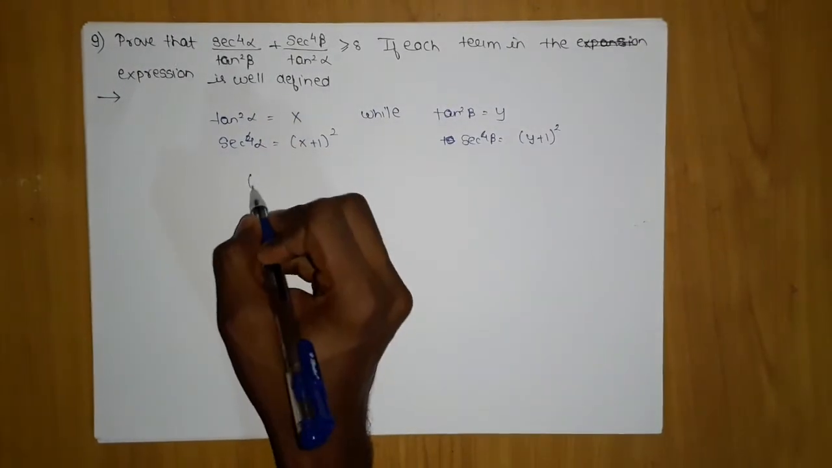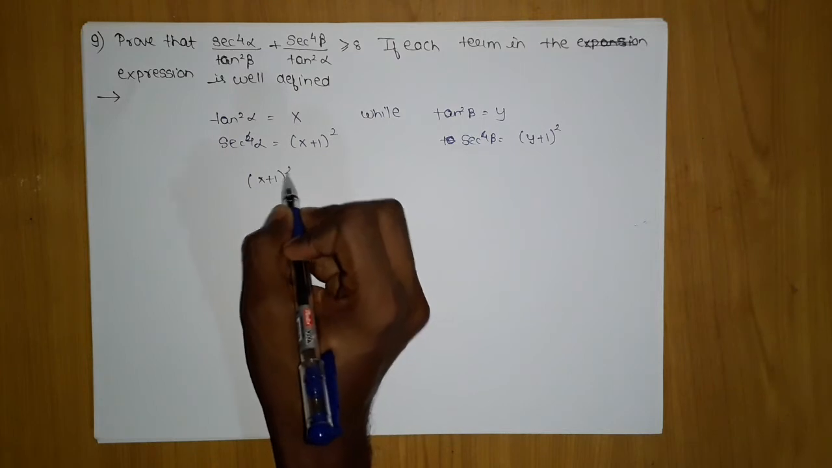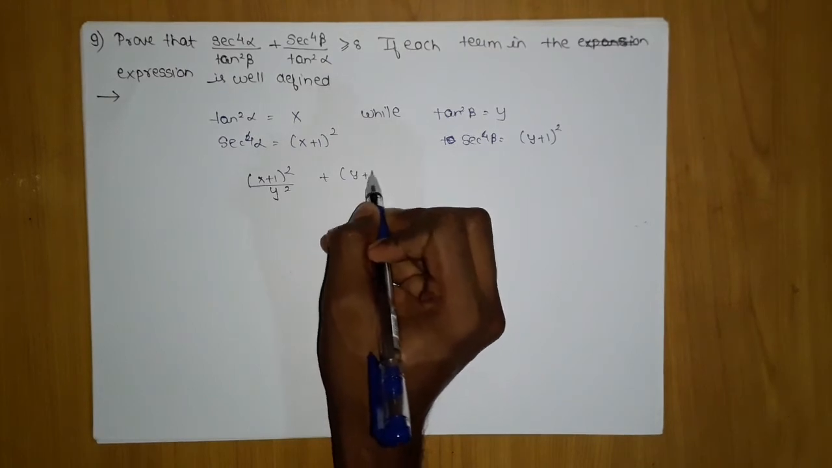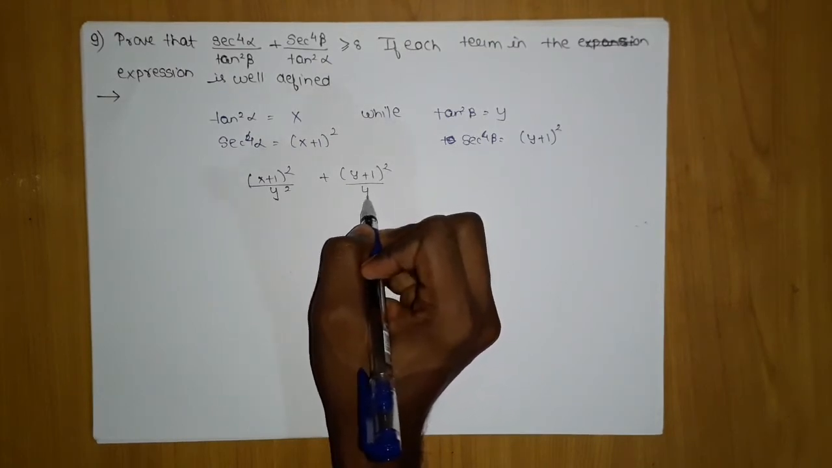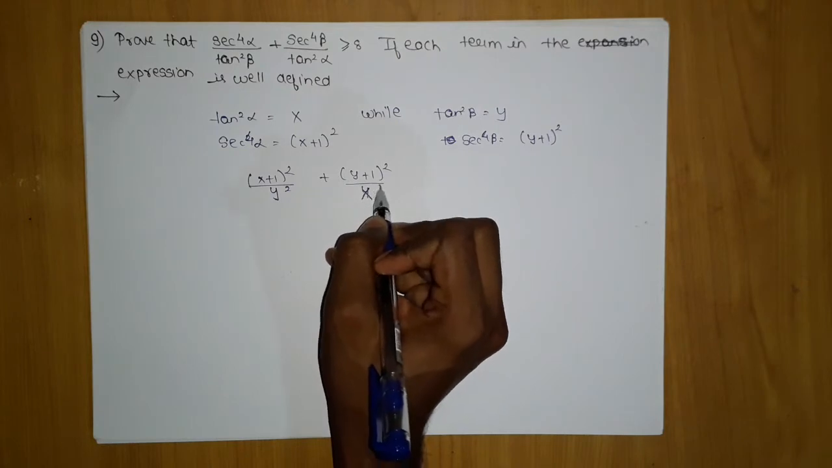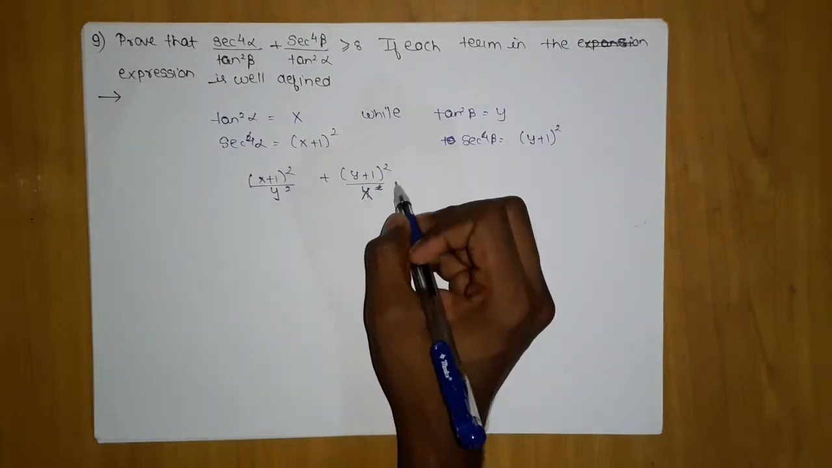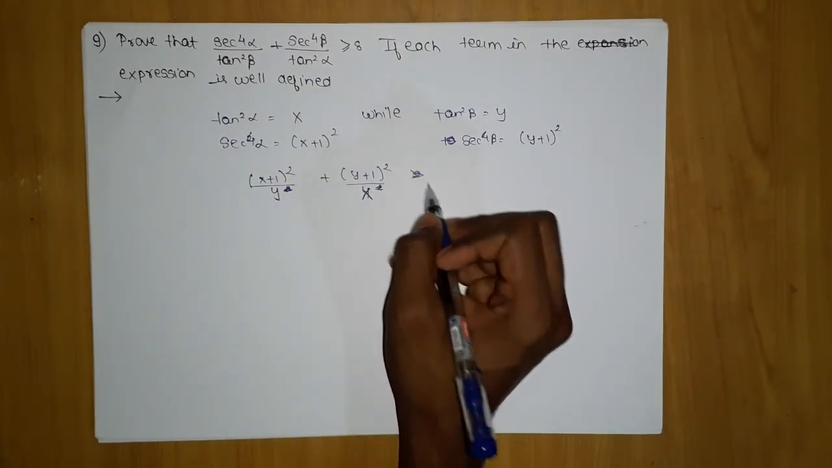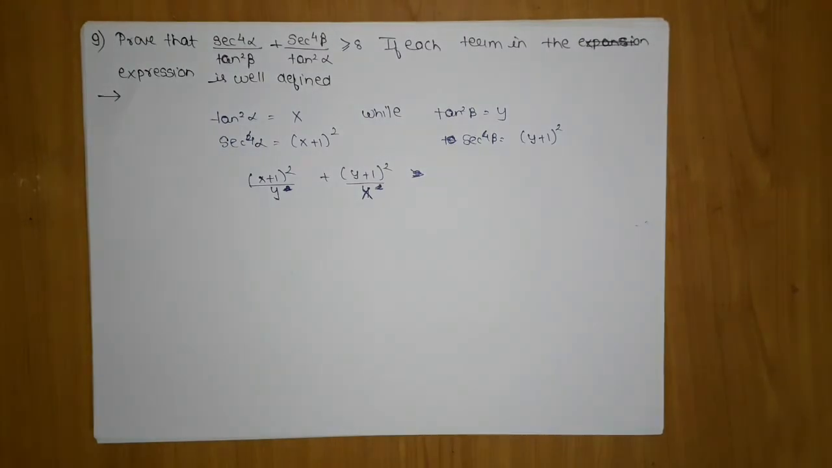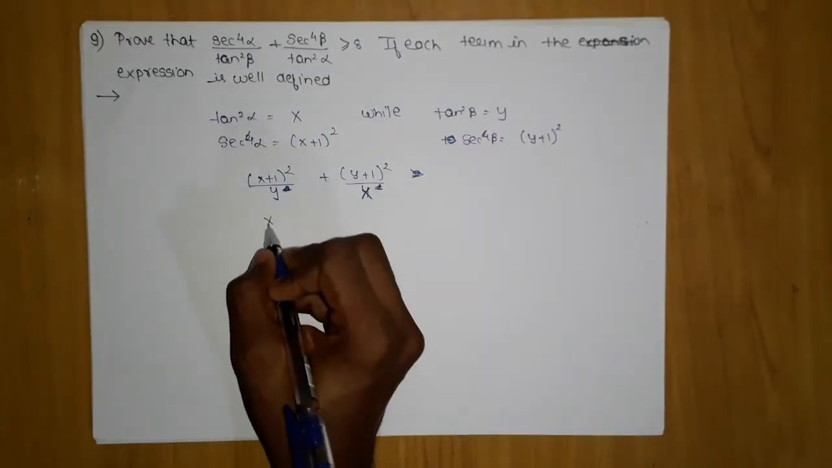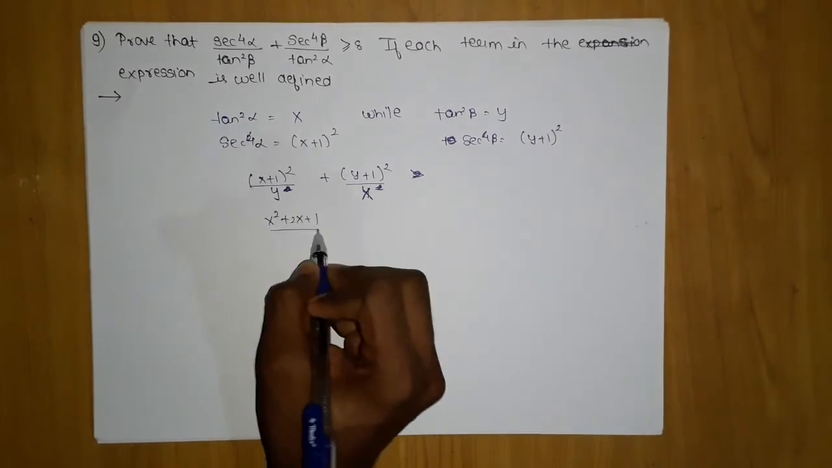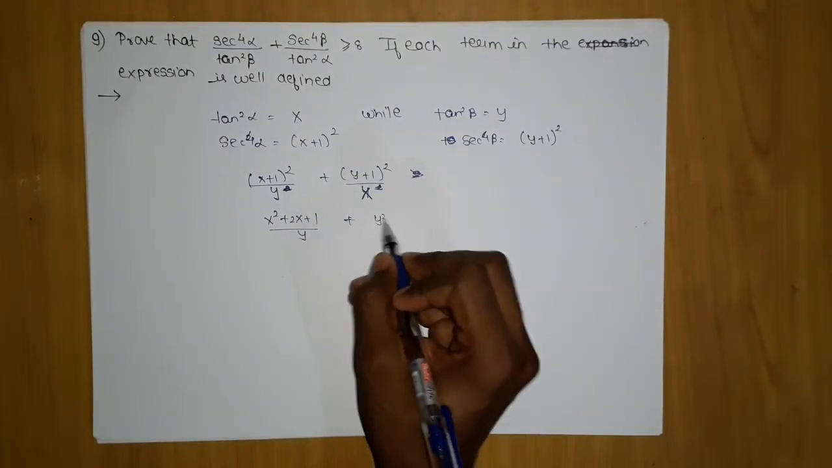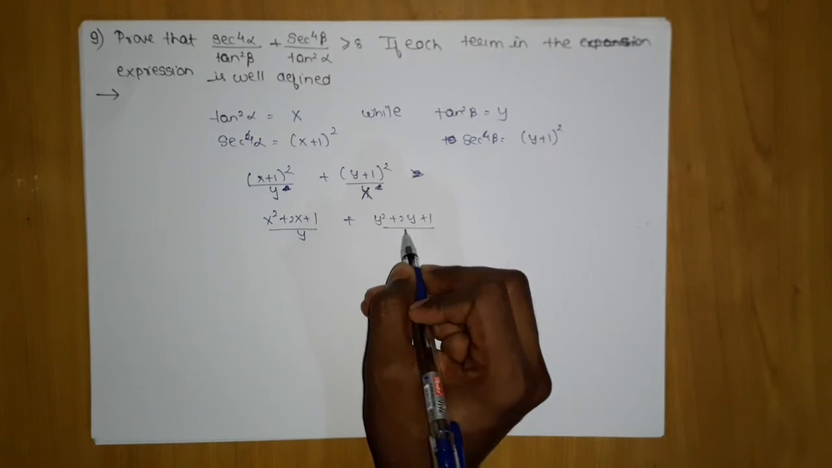Now let's substitute the value. (x plus 1) the whole square upon y, and (y plus 1) the whole square upon x. We have to prove this is greater than or equal to this. So if we substitute these things, what are we getting? We are getting (x square plus 2x plus 1) upon y, plus (y square plus 2y plus 1) upon x.